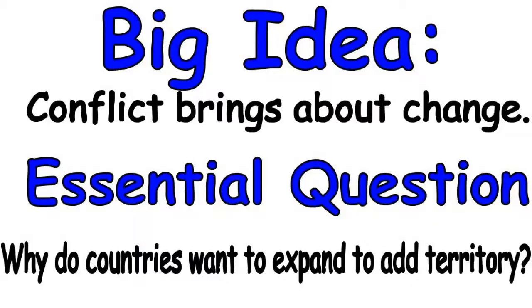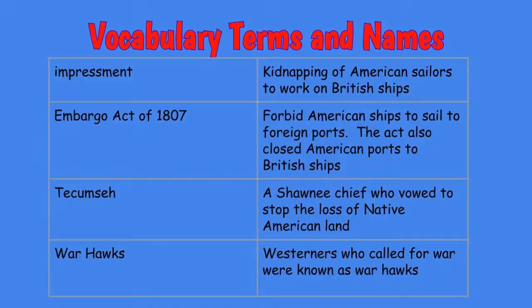As always, there's a big idea and essential question that we want you to be considering. The big idea for this unit is conflict brings about change. An essential question to consider is why do countries want to expand to add territory? There are vocabulary terms, and we're going to have a podcast quiz. The terms for this lesson are impressment, the Embargo Act of 1807, Tecumseh, and war hawks. So be prepared and ready to go when we take that podcast quiz in a couple of days.